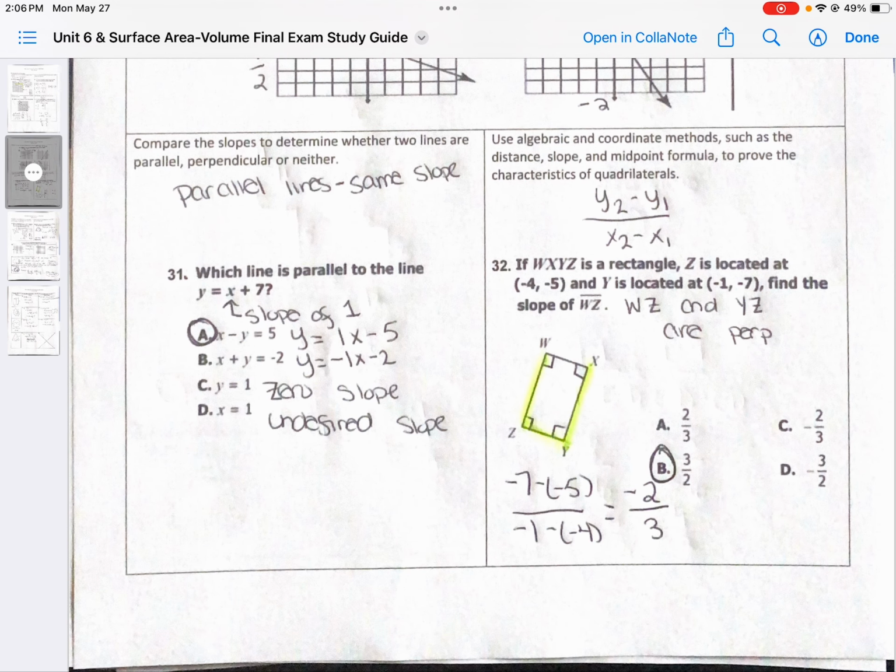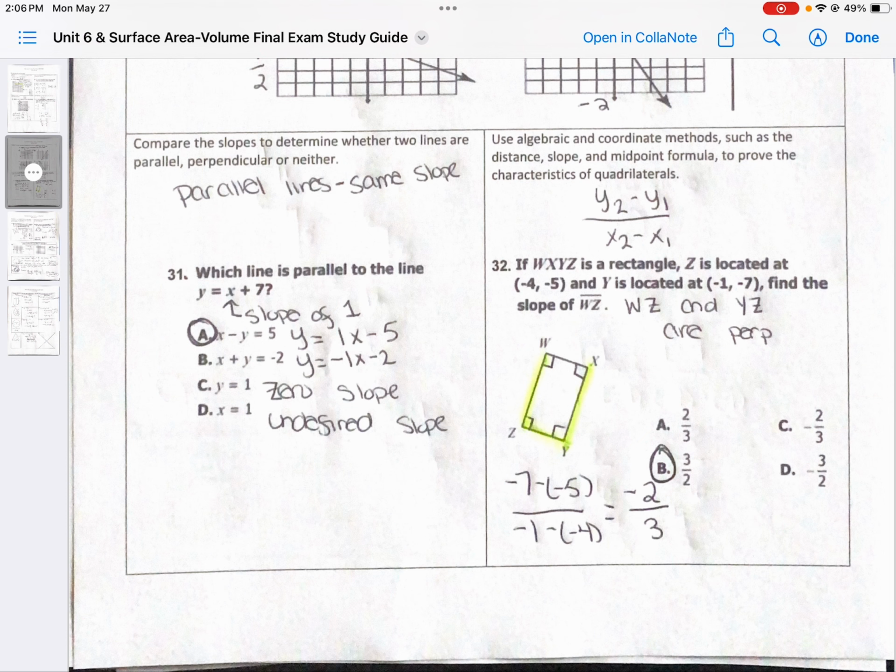Which line is parallel to the line y equals x plus 7? Once again, parallel lines have the same slope. My original line is y equals x plus 7, so I have a slope of 1. I need to determine which one also has a slope of positive 1.